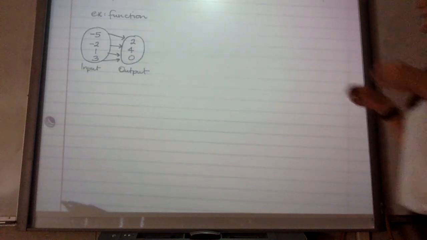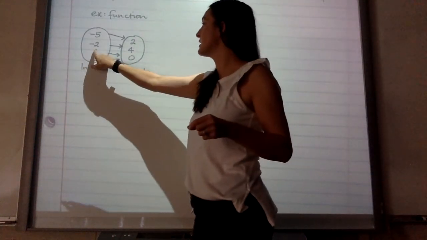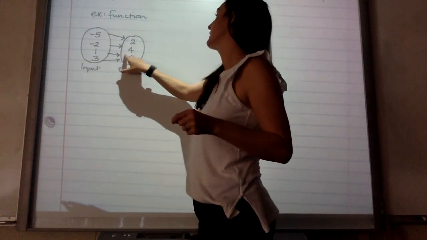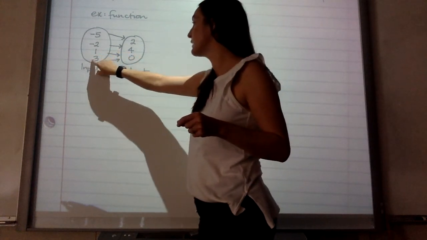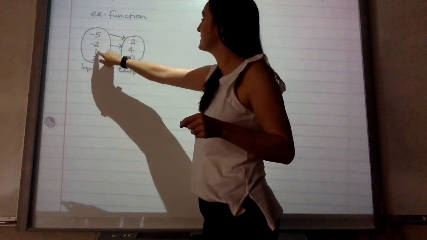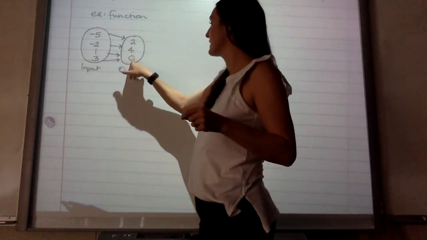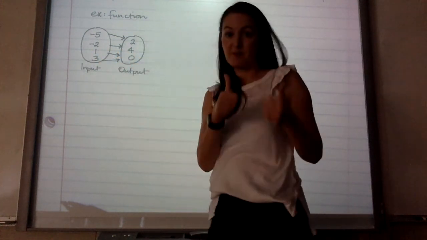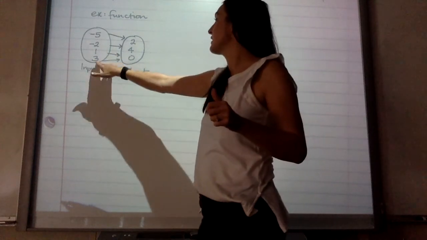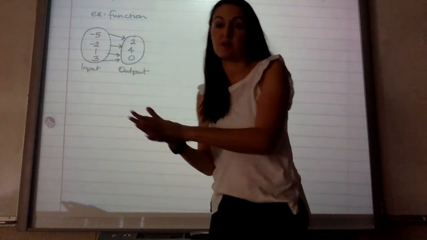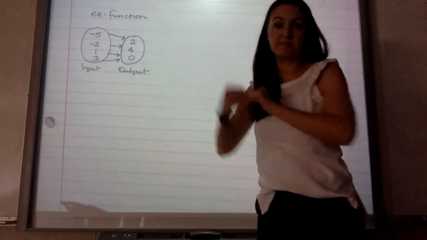Now this kind of confuses people. It's okay for this input to have 0 and this input to have 0 too, because these are different inputs. If I plug in 1, I get 0. If I plug in 3, I get 0. That's okay. These are different and they're each getting exactly one answer. So this would be a function.